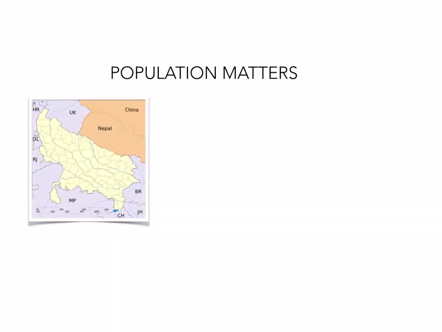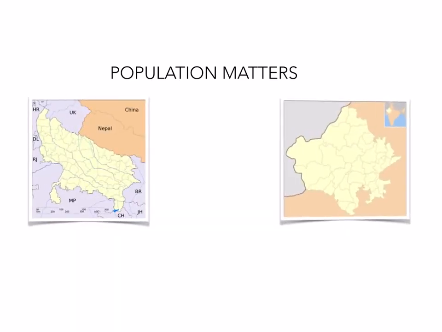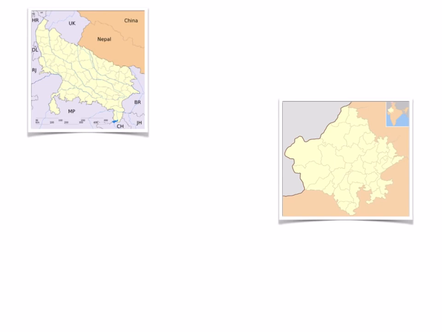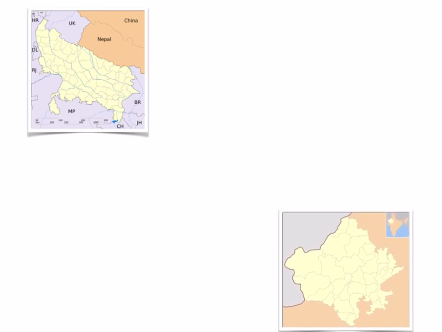The number of constituencies in a state depends on the population of the state. For example, Rajasthan, which is the largest state in India, has only 25 constituencies because of its small population, while Uttar Pradesh, which is comparatively smaller in size, has 80 constituencies because of its large population.